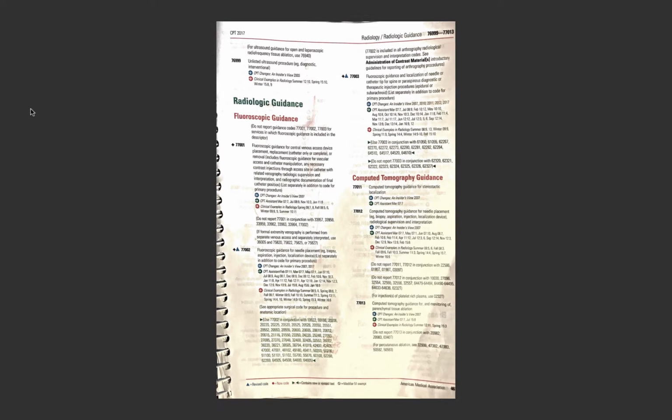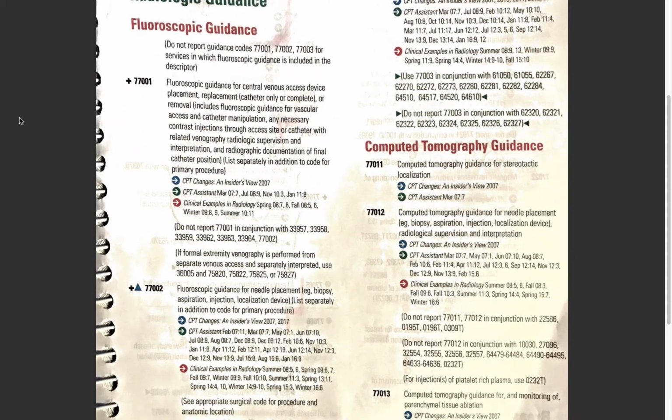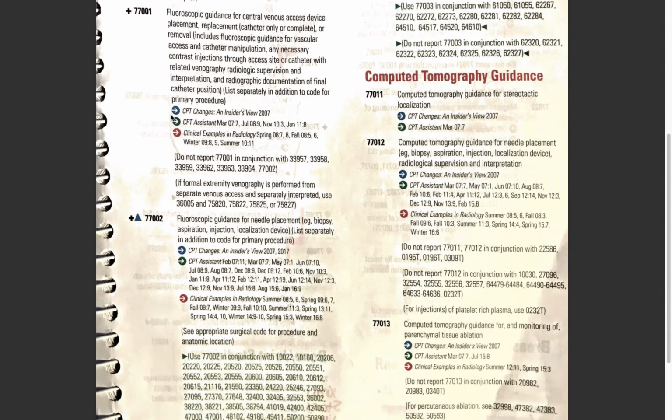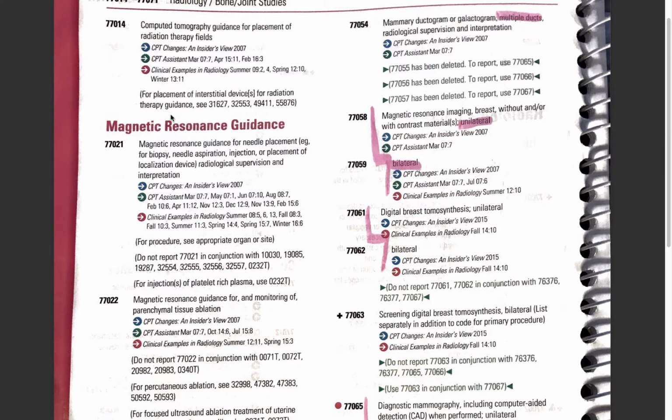Radiological guidance. A lot of these codes are add-on codes for codes that are the procedure codes in the different chapters, such as musculoskeletal, cardiovascular, urology. For example, 77001 is fluoroscopic guidance, central venous access device placement, replacement, or removal. 77002 is fluoroscopic guidance for a needle placement. And then you have your CT guidance codes and your MRI guidance code.